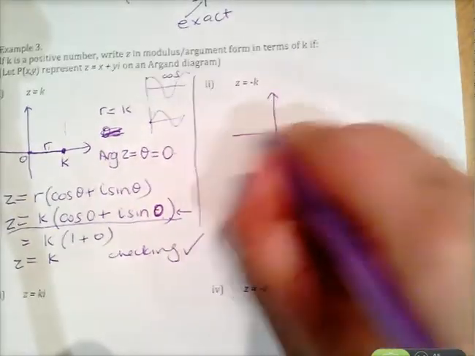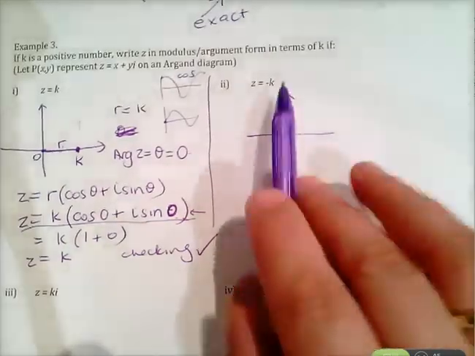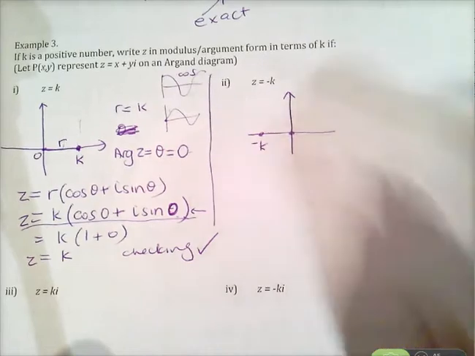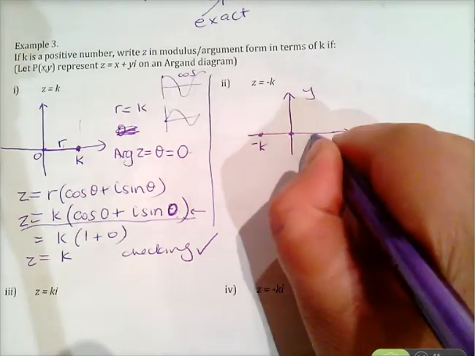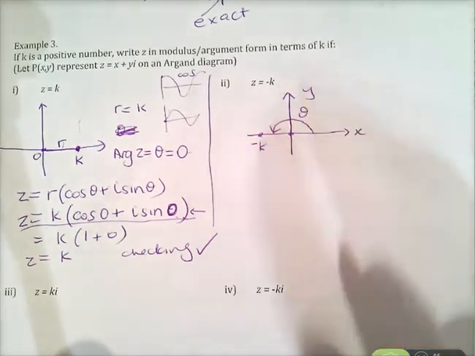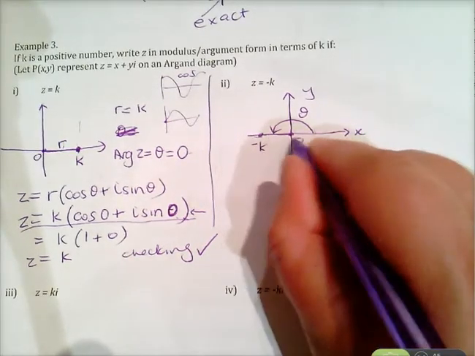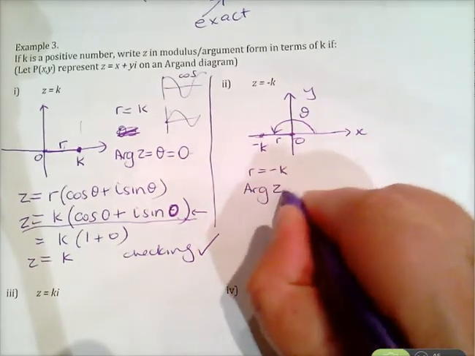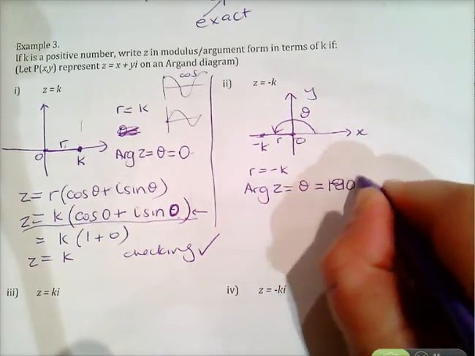Now, z equals negative k. If I was to sketch that, remember k is a positive real number, so let's say k is 5, negative 5 would be over here. So let's represent this as a complex number. This is x, this is y. Remember, the angle theta goes from the positive direction of the x-axis. And here is my complex number, r equals negative k, and the argument of z is theta, which happens to be positive 180 degrees.